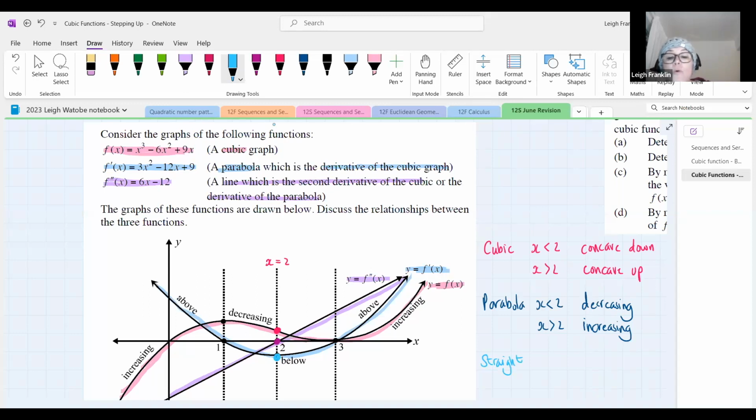Okay, now let's have a look at the straight line. What happens when x is smaller than 2? It's below the x-axis where y is negative. Okay, when x is greater than 2, now y is positive. Is everybody happy with that? Are there any questions?